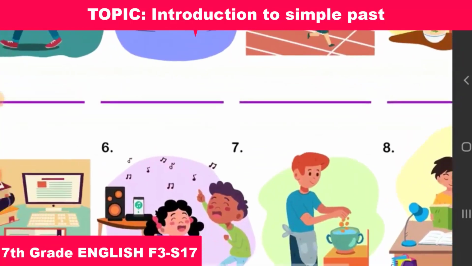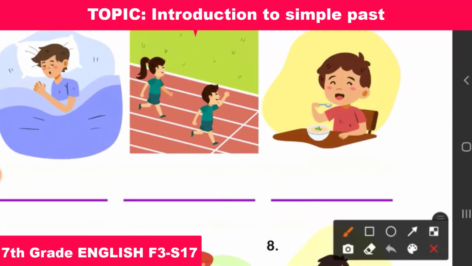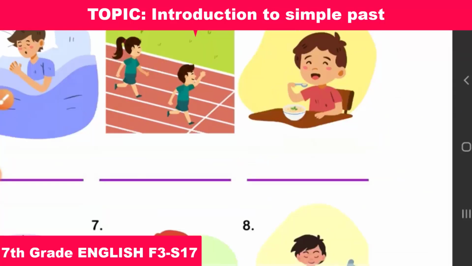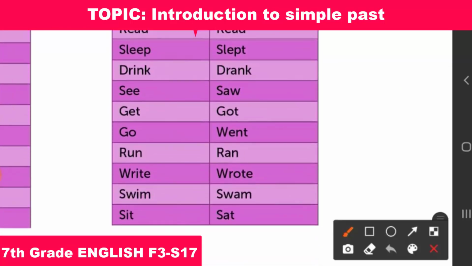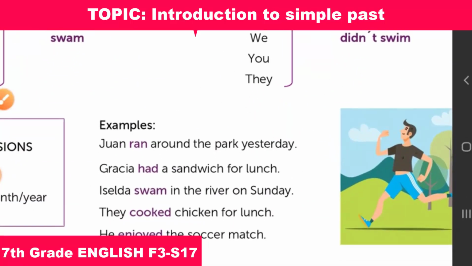¿Dónde está? Where is it? Here. Okay. Run es en presente y ran es en pasado. Okay. Y aquí está cómo se escribe. Run, ran. Okay. Now, another example.